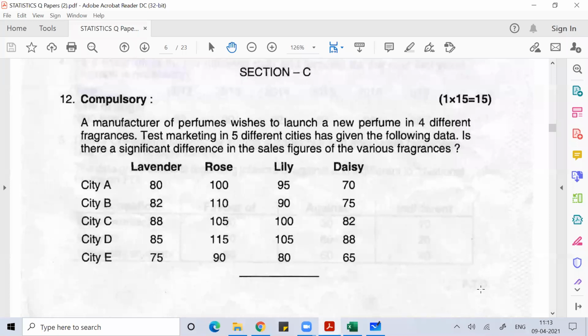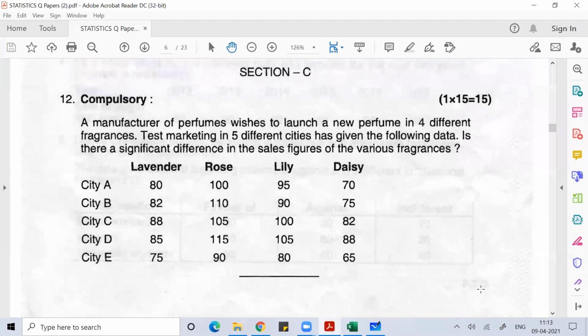Again, I told you that whenever you get a problem on ANOVA, solving the question is not a big thing. What you need to understand is whether the classification should be done vertically or horizontally. Horizontally, the data is based on cities; 5 cities are given. Vertically, the data is given in the form of fragrances. 4 fragrances are given: lavender, rose, lily, and daisy. So what are these values, 80, 100, 95, 70, 82, 110? These values are sales figures.